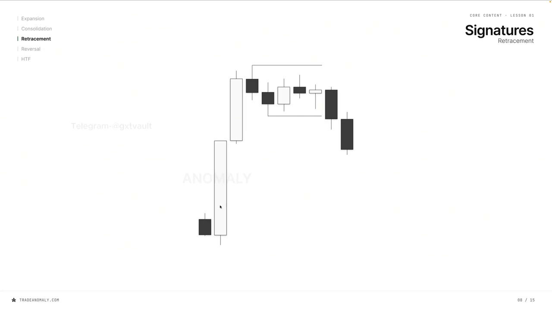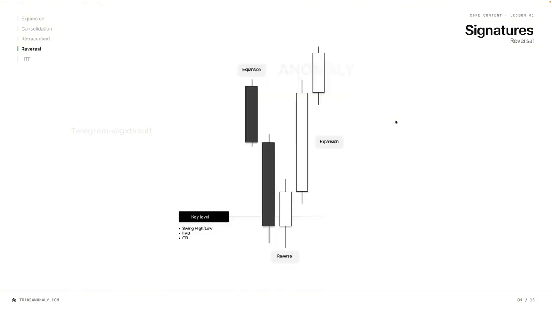There will be a higher time for fair value gap in the range that it wants to go to, instead of manipulating this consolidation low to then go higher, because we know that price cannot reverse consolidation. So typically, this is another way you will see retracements form. So now let's go ahead and talk about reversal signatures.